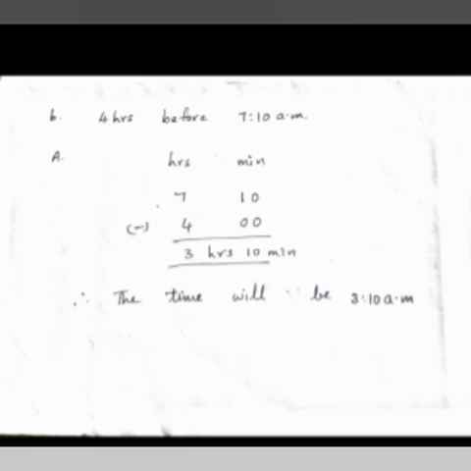B1. What time will it be 4 hours before 7:10 a.m.? In order to get the time, we subtract 4 hours from 7 hours 10 minutes. First of all, we arrange in hours column and minutes column. 7 hours 10 minutes: 7 we write under the hours and 10 under the minutes. Next 4 hours: 4 we write under the hours and the minutes we mention as 00, because there are no minutes.